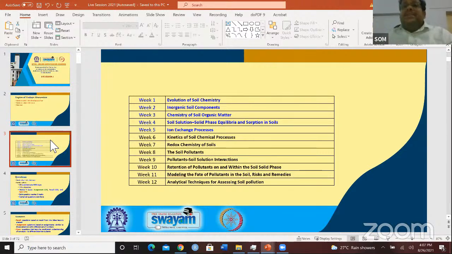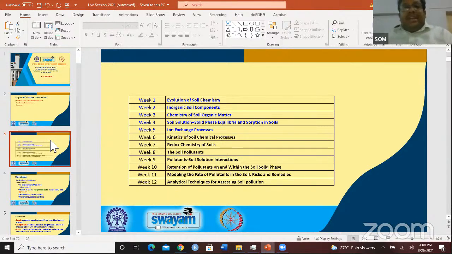And then in week 8, we'll be discussing the soil pollutants. What are the different types of inorganic pollutants? What are their different properties? Then in week 9, we'll focus on pollutant soil solution interactions, how different types of pollutants interact with the soil solution. In week 10, we'll discuss the retention of pollutants on and within the soil solid phase.